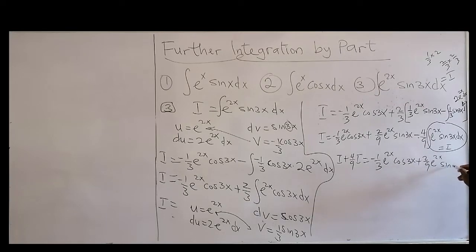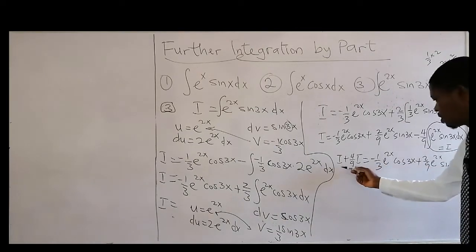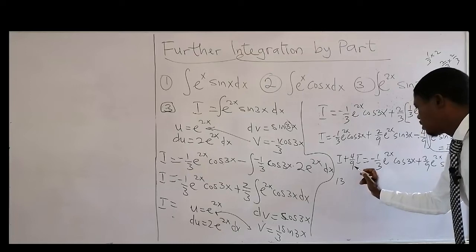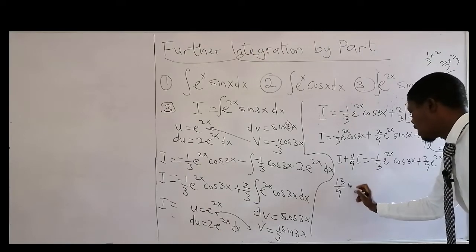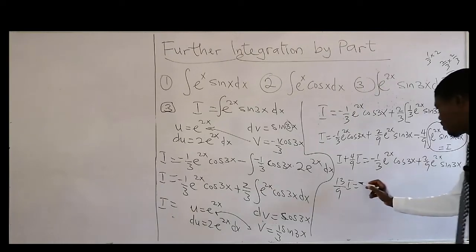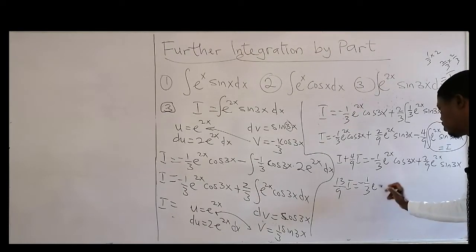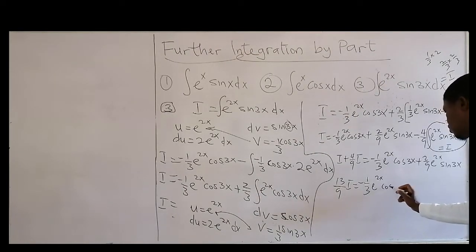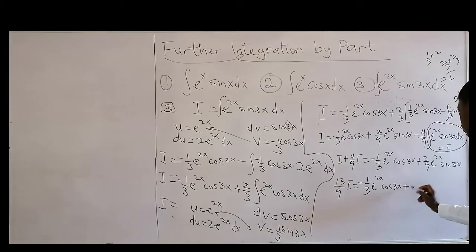e2x sine 3x. So if you do this one, this will give you 13 over 9 I equal to what? 13 over 9 I equal to minus 1 over 3 e2x cos 3x plus 2 over 9 e2x sine 3x, then plus c. We even had that plus c. So what do we do now?